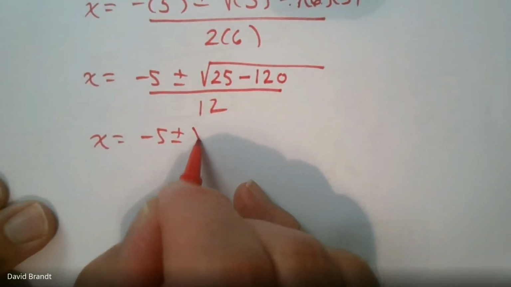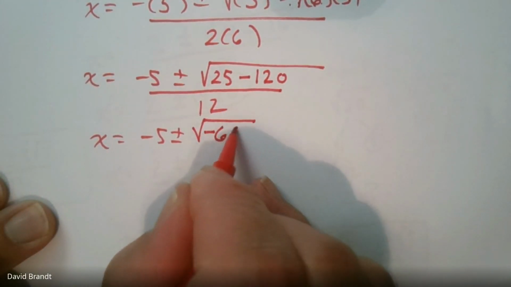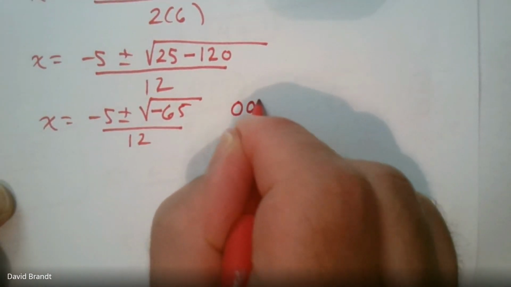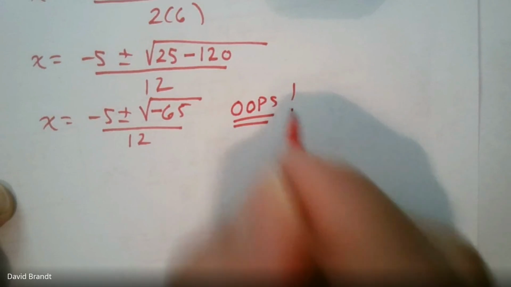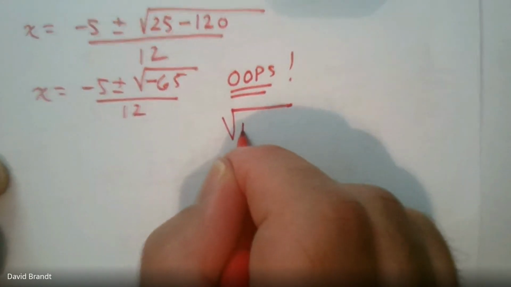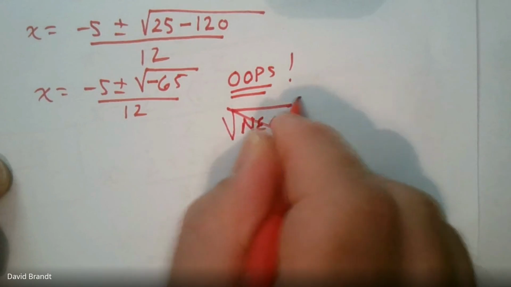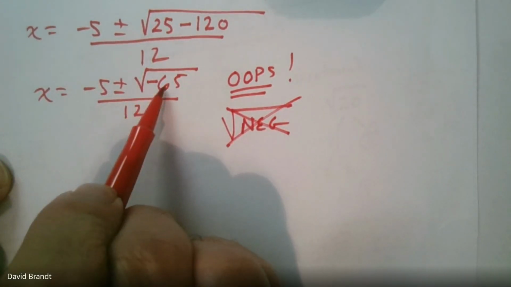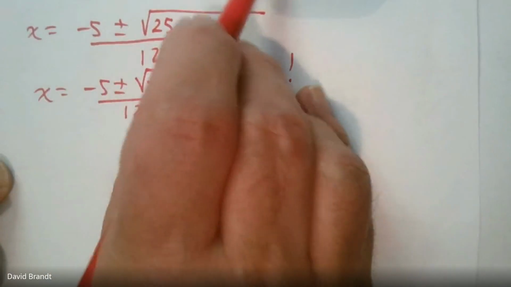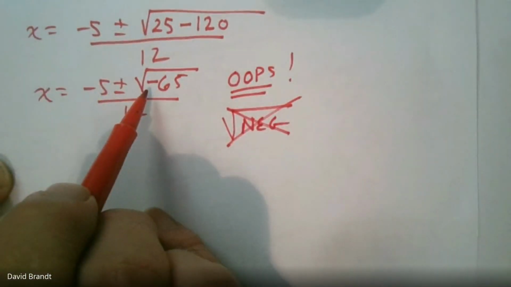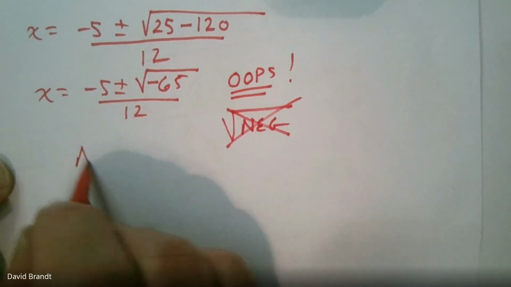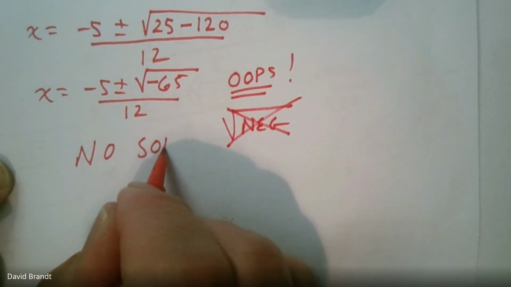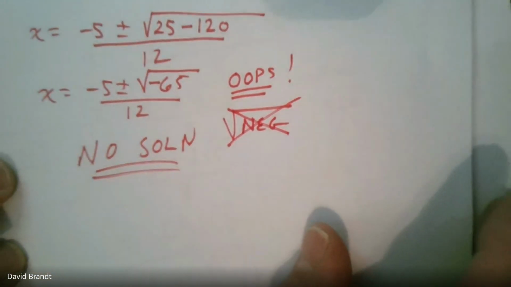That is -65. Now, this gets a big oops. You cannot have a negative number underneath the square root. So if this ends up being a negative number after you do all the operations underneath, guess what? It's no solution. This problem has no solution.